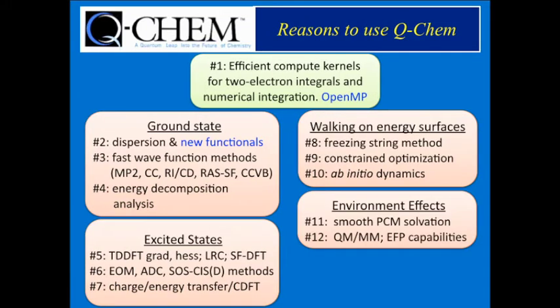If the first approximations of quantum chemistry are how do you treat correlation and what's your basis set, the third approximation is typically what do you do about the environment. And in that context, Q-Chem has very good continuum solvation capabilities that avoid some of the potential energy surface discontinuities that traditional PCM methods suffer from. And we have a collection of several different QM/MM approaches, including both conventional link atom approaches, onion approaches, effective fragment potential methods, and others.